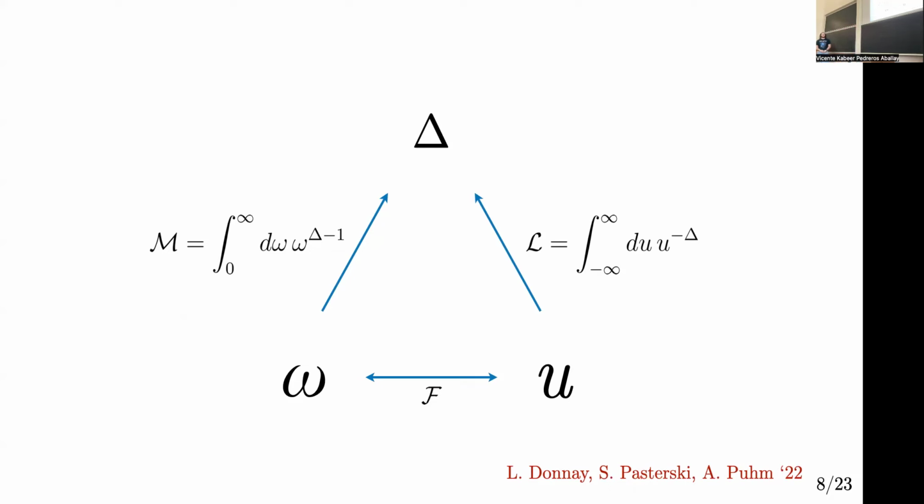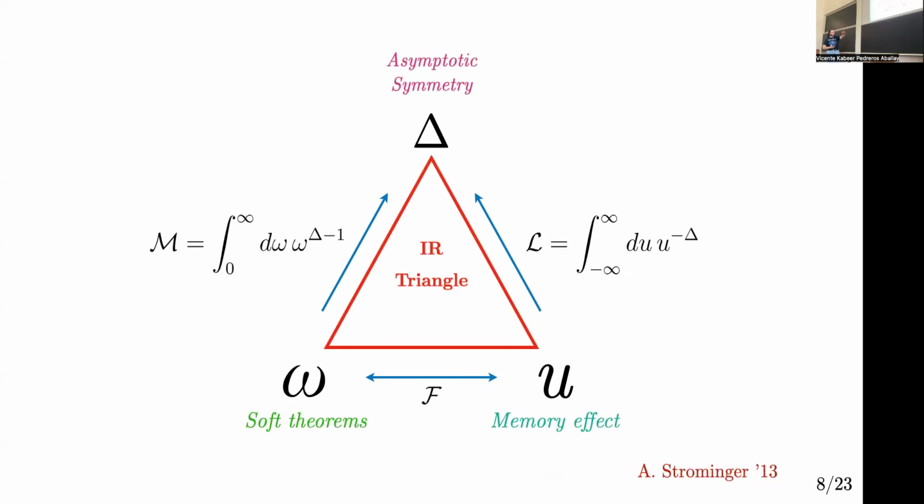So when you study low energy physics, or just IR physics, where IR stands for infrared physics, it seems to be quite nice to use different corners of this triangle over here. This concept is the so-called IR triangle.